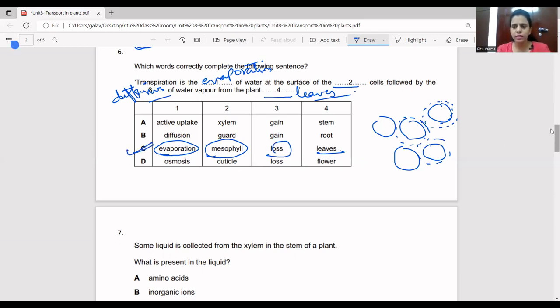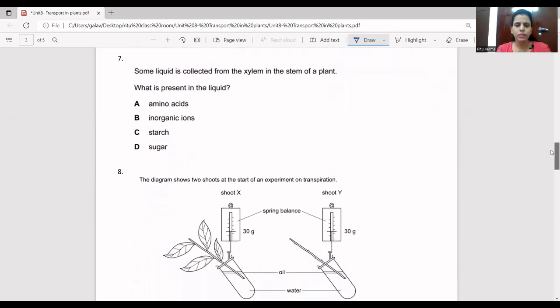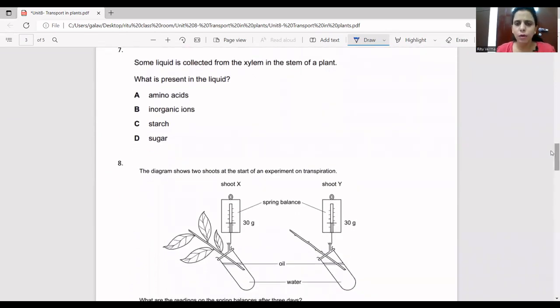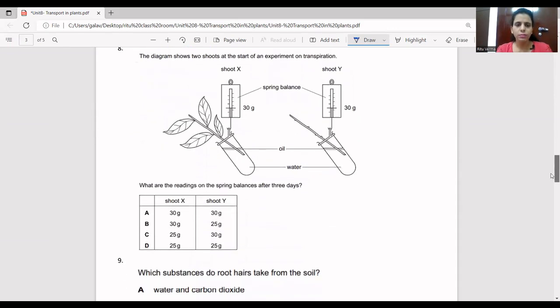Question number 7 is, some liquid is collected from the xylem in the stem of the plant. What is present in the liquid? Amino acids? No, they are transported by phloem. Inorganic ions? Yes. Starch? No. Sugar? No. The correct answer is B, inorganic ions.